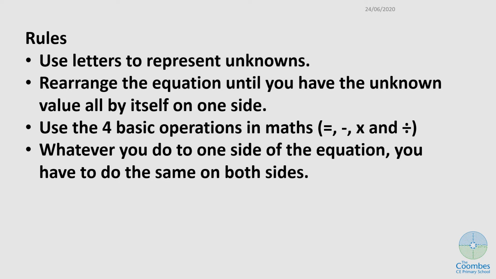A few rules that we can use. First, we use letters to represent the unknowns. Second, we rearrange the equation until you have the unknown value all by itself on one side. Third, we use the 4 basic operations in math, and they are not in any order. Whatever you do to one side of the equation, you have to do the same on both sides.